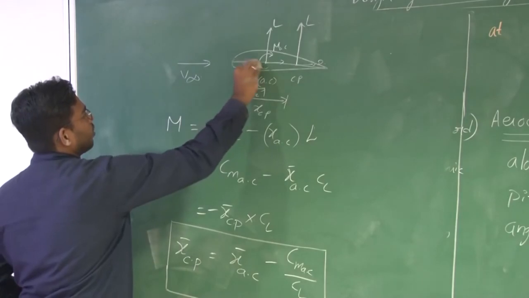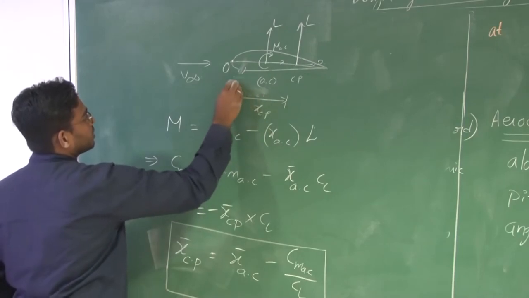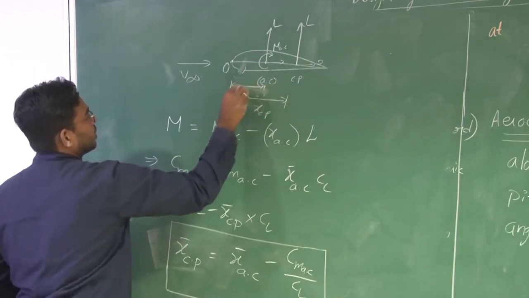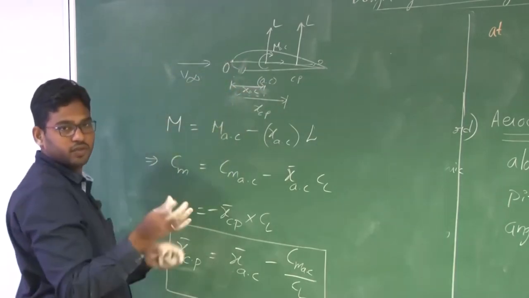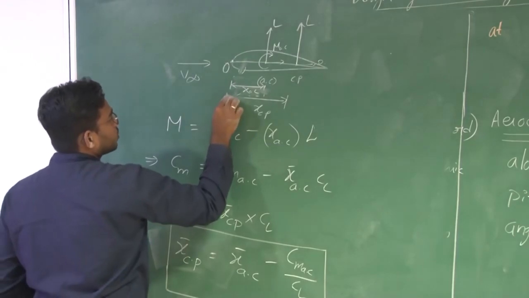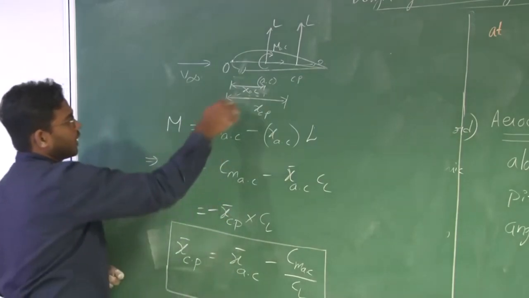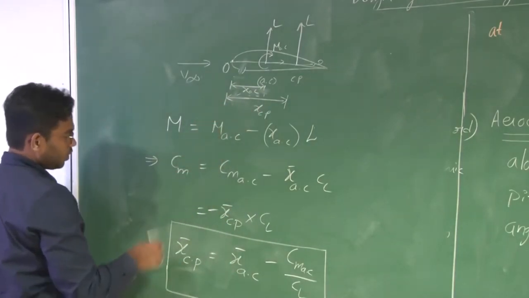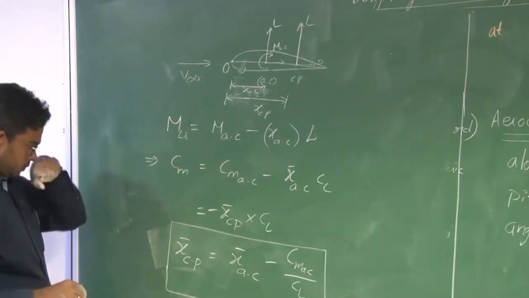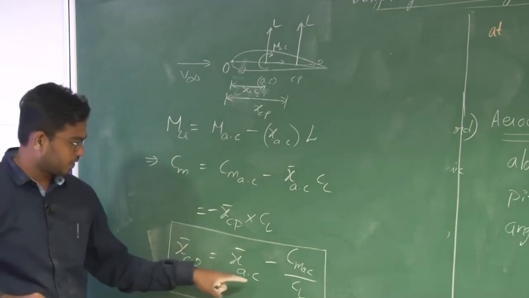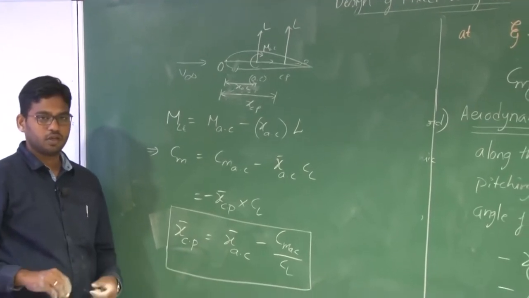Let us say this point O is at the leading edge, and please correct this. You can consider this as XAC, otherwise you have to consider XO and take the difference between them, because I would like to use the leading edge as a reference point to measure the length. So XAC and XCP. Now this becomes the moment about the leading edge. Now XCP is equal to XAC minus CMAC by CL. So this is the relationship between center of pressure and aerodynamic center.